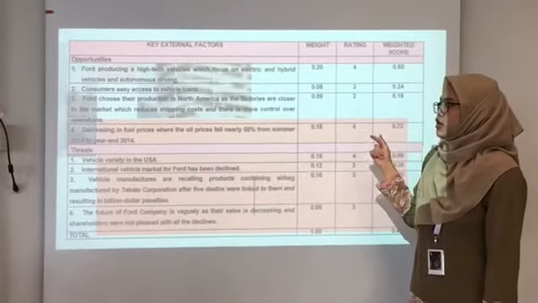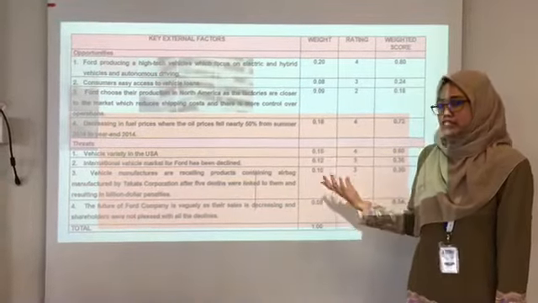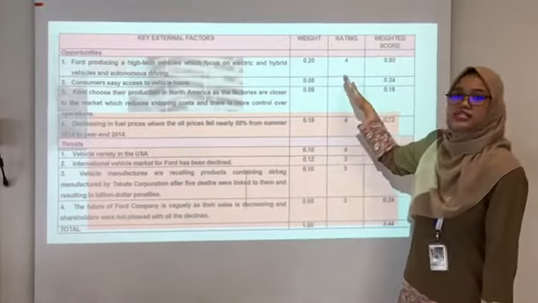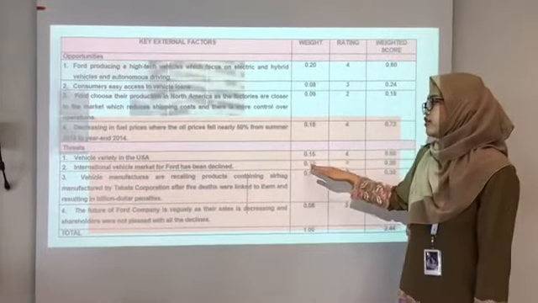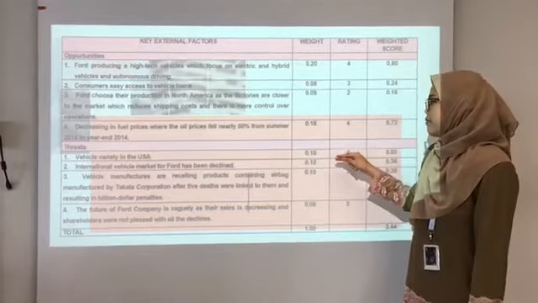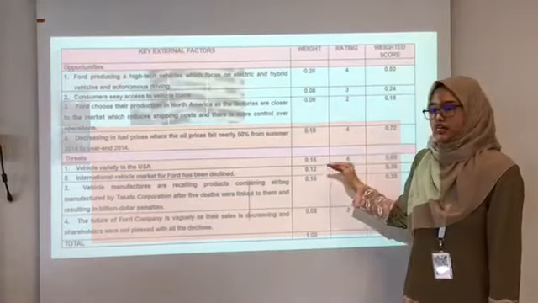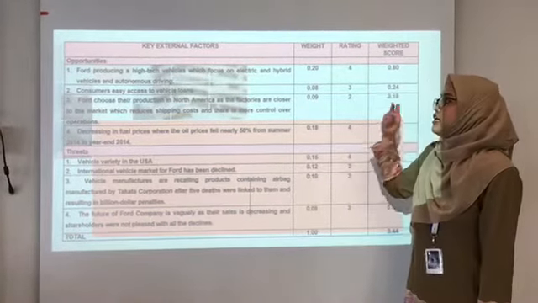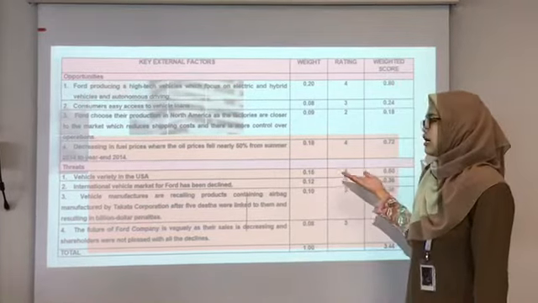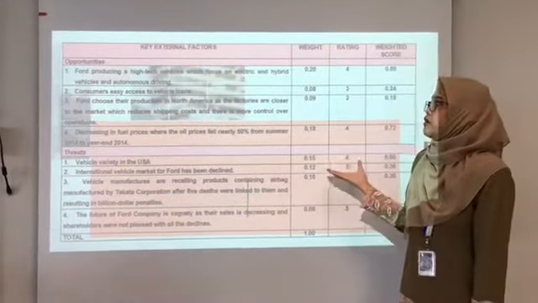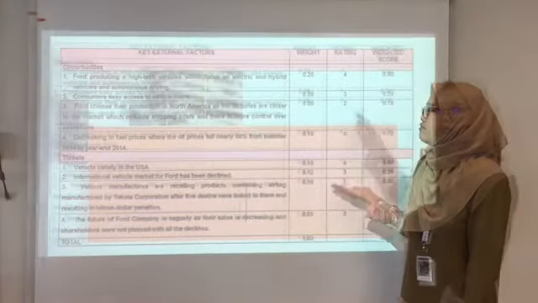And the other two factors that make Ford Motor Company successful are Ford producing a high-tech vehicle which focuses on electric and hybrid vehicles and autonomous driving, and also that the international vehicle market for Ford has been declined. Here, I can say that by Ford handling the international vehicle market in producing a high-tech vehicle can increase back the market of Ford. So these 2 points of view make clear about the success. The two successful factors for Ford are rated 2.